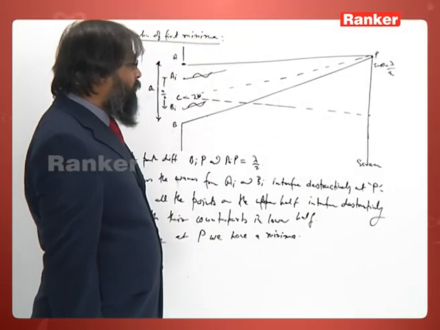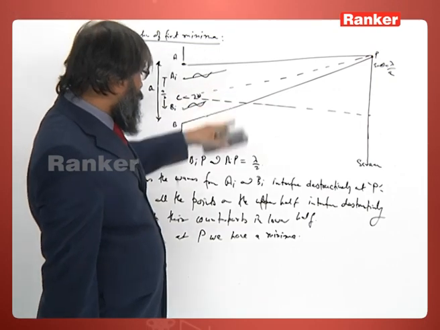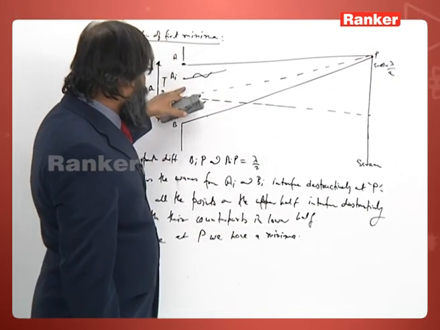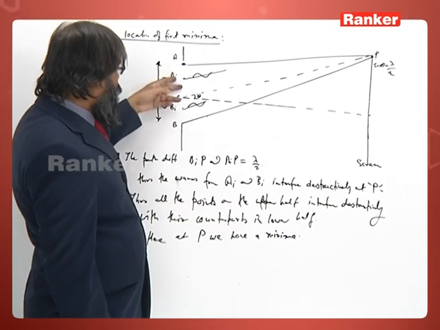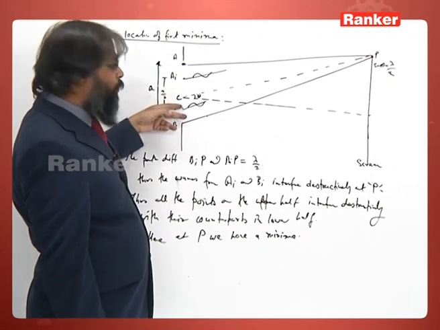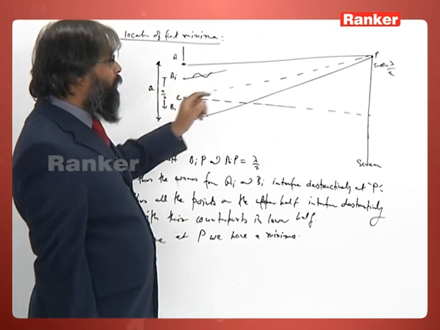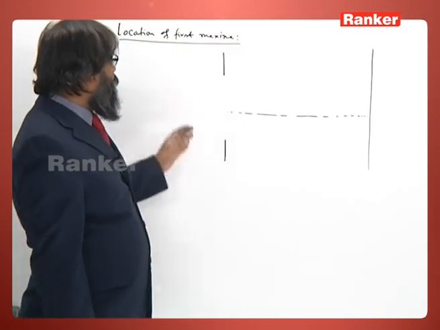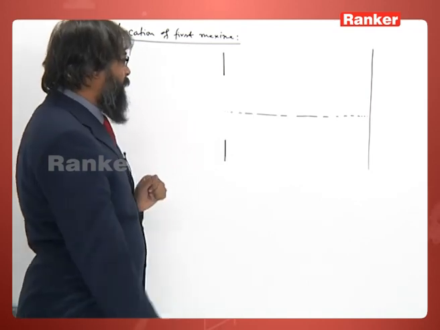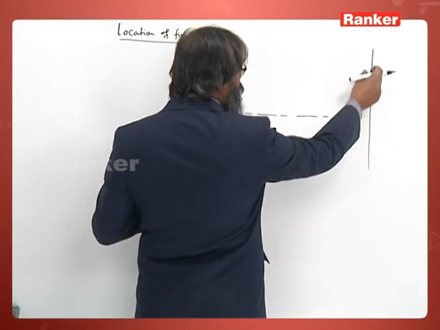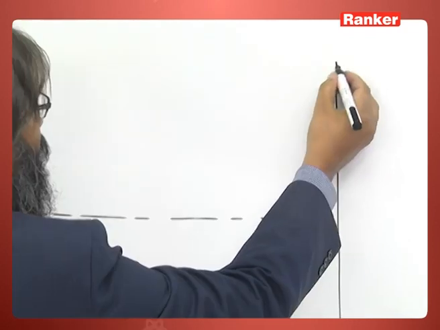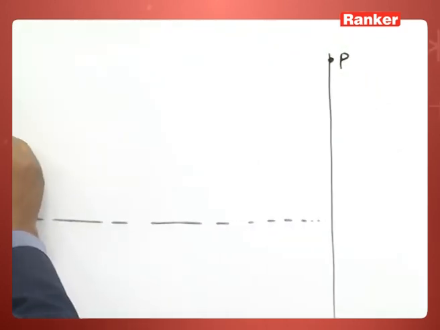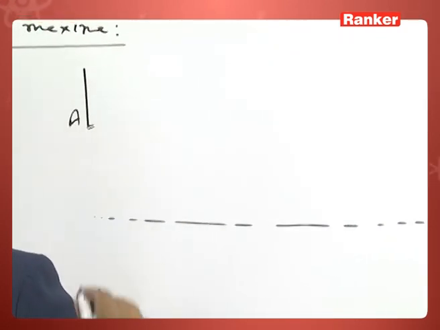The path difference is here lambda by 2 for all the points on the upper half with their counterpoints in the lower half. So there is a minima here. Now let us see the position of the first maxima. Here is the central maxima, first maxima. So at P, this is maxima. So this is A and this is B.